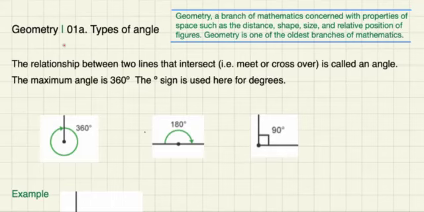This video starts to look at a very important part of mathematics and of general life, really, called geometry. Now, geometry is a branch of mathematics and it's concerned with the properties of space, such as distance, shape, size, relative position of figures, etc. And it's one of the oldest branches of mathematics.